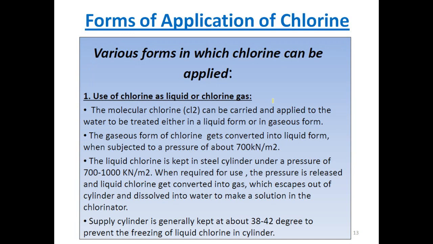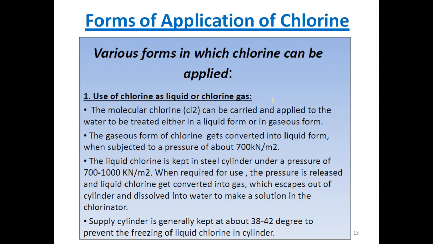Now we have seen the theory of how chlorination occurs for the germicidal effect on water. Now for the various forms in which chlorine can be applied, and how chlorine will be applied so that it will kill the germs present in water. Chlorine may be applied to water in the form of liquid chlorine, gaseous chlorine, bleaching powder, chloramines, or chlorine dioxide. We will be learning one by one in the further lectures.